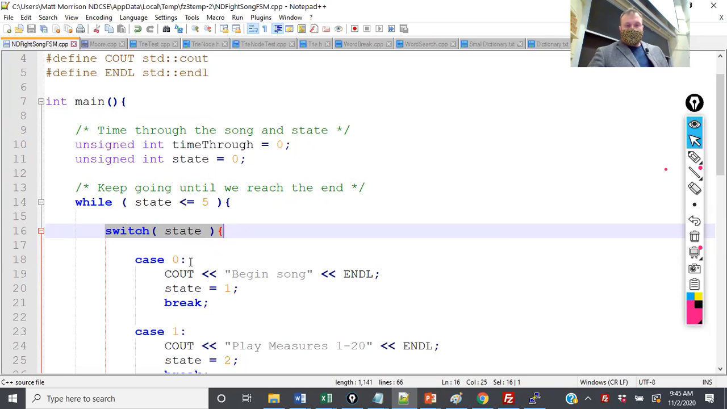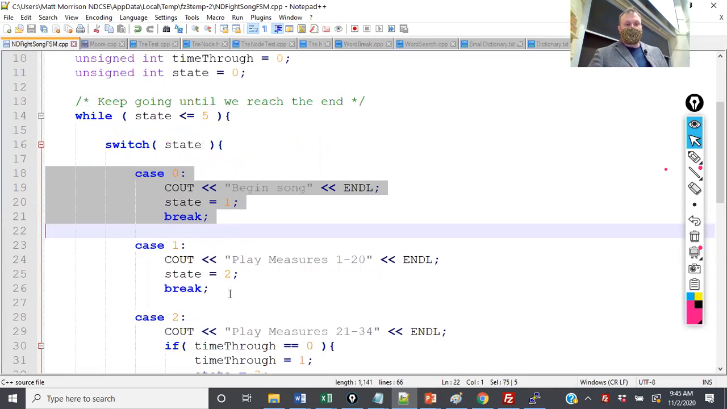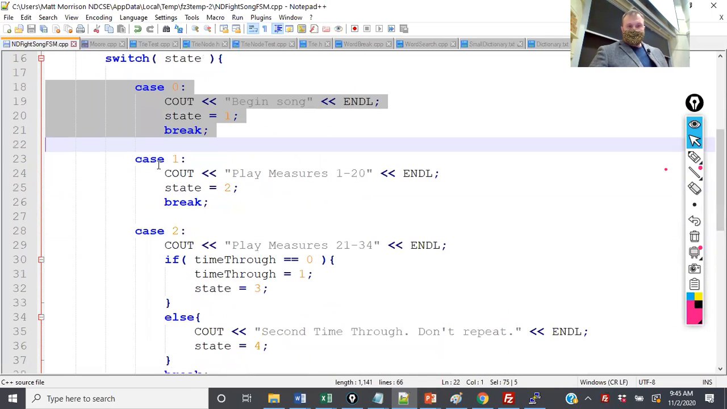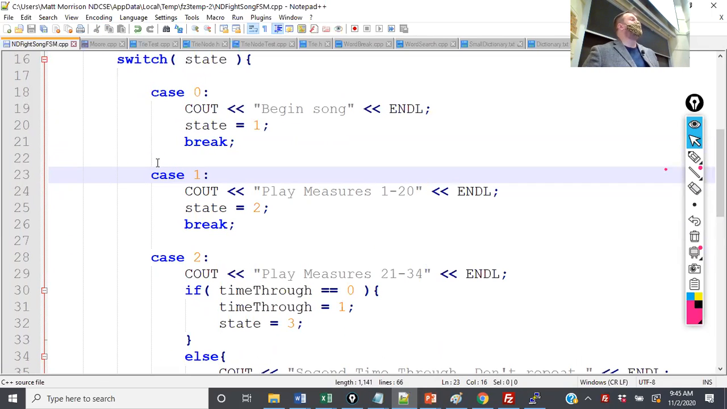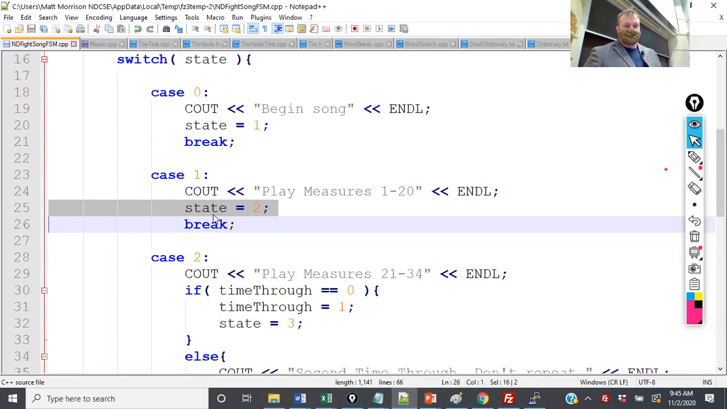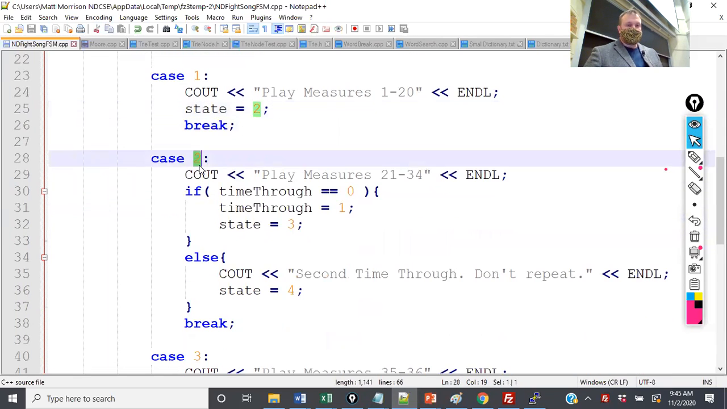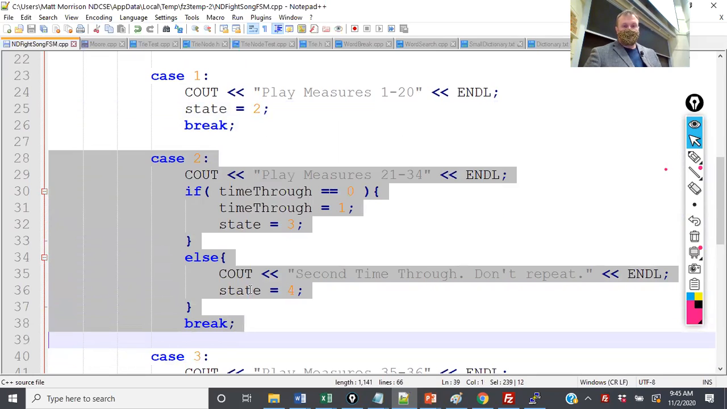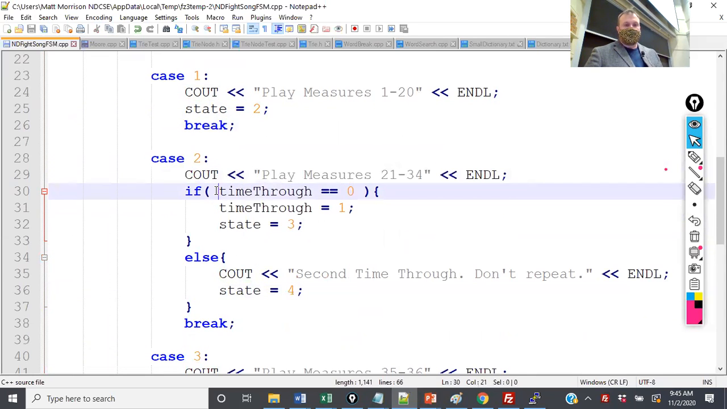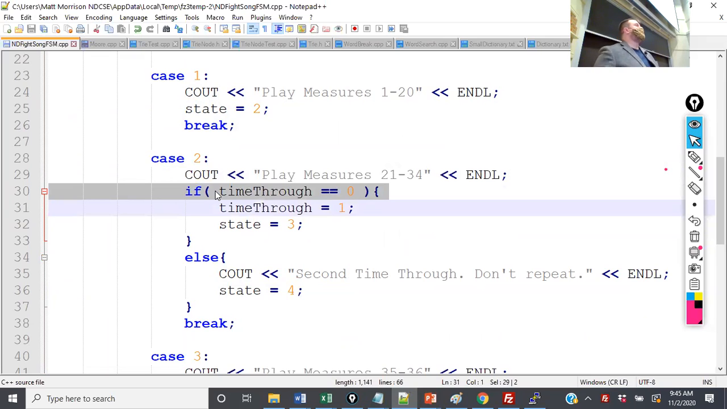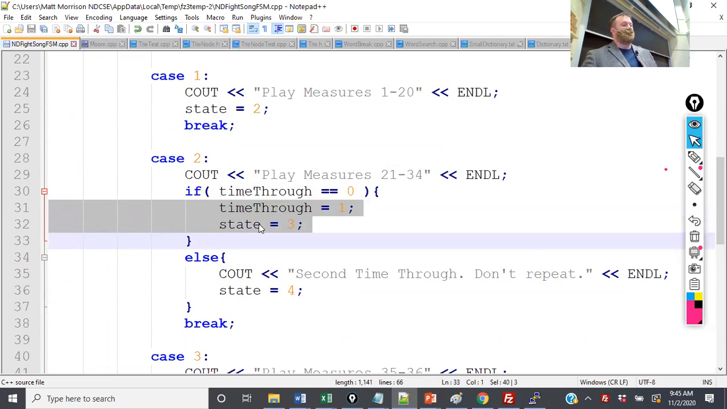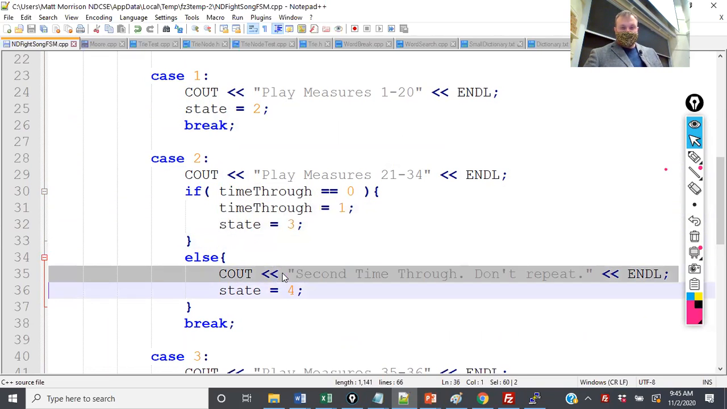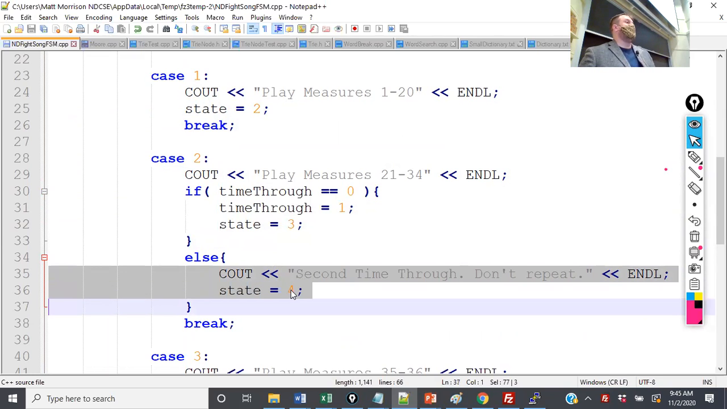And so with case 0, I just print out begin song and I say go to state 1. I'm at case 1 and then I would print out play measures 1 through 20 and go to state 2. In case 2, this is where I have to make some decisions. So I'm going to say play measures 21 through 34. Now, if it's the first time through, and that's notated by time through equals 0, then we set time through equal to 1, and I go to state 3. Otherwise, I say second time through, don't repeat, and we go to state 4.